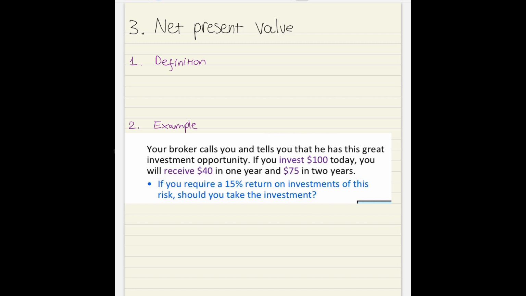So we have studied the future value and the present value. Now we move to the next concept, the net present value. Okay, so what to do with the word net?